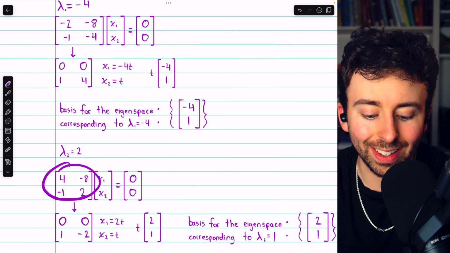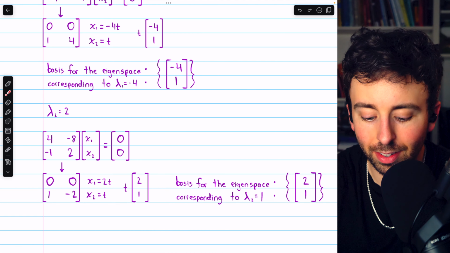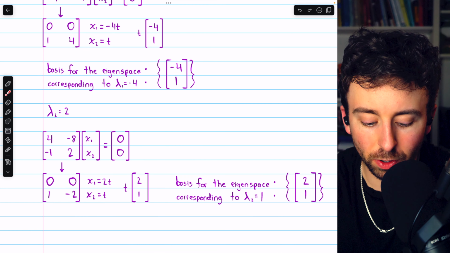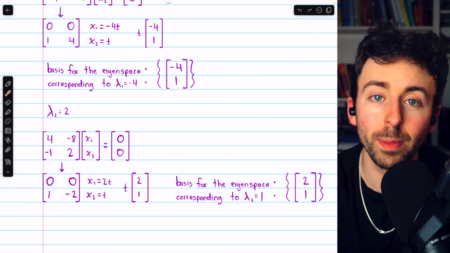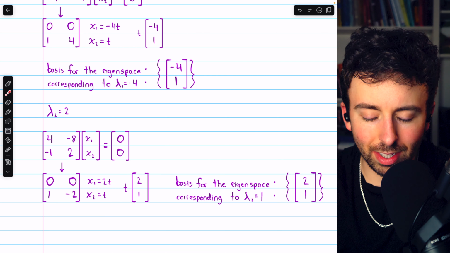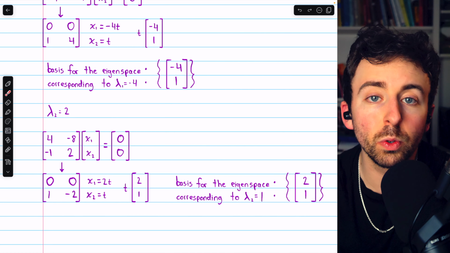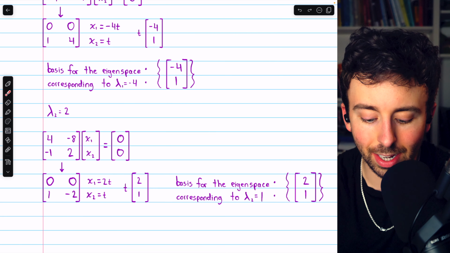We're then trying to find the null space of this matrix. That is, all the vectors satisfying this equation. We could perform Gauss-Jordan elimination to get this matrix into what is practically reduced row echelon form. Again, the order of the rows doesn't really matter for our purposes. We see there's no leading entry in column 2, so again, x2 is free. We set it equal to a parameter t, and we have that x1 is equal to 2t.